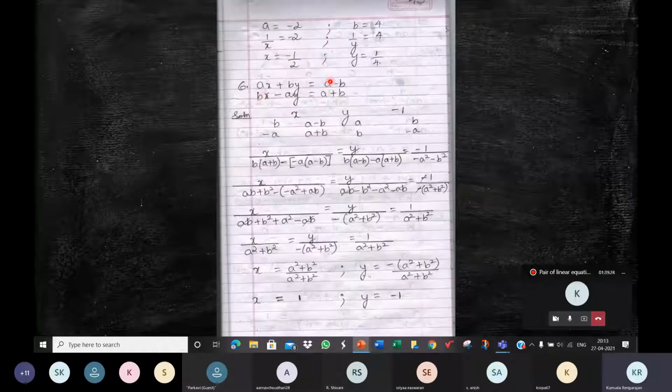So again, if you wish to have the constants in the RHS and the xy terms in the LHS, the headings will be x, y, and minus 1. Children, we are solving the two equations by the cross multiplication method.